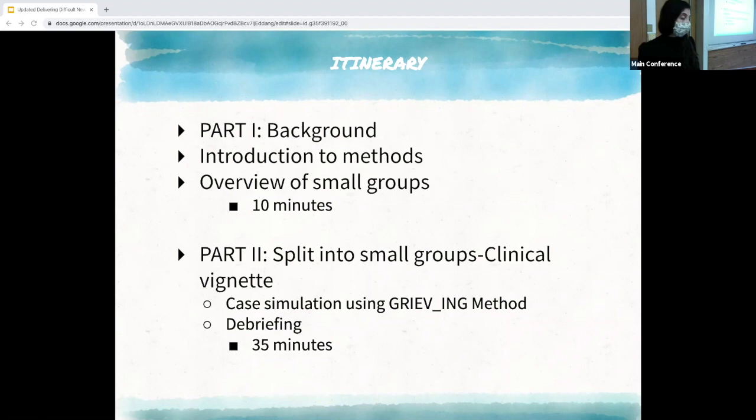It's a very significant, emotionally charged event, and it reduces our stress too when we're able to do this in a compassionate and empathetic way. It really lessens the burden on both sides. After that, we'll do the practice in small groups.